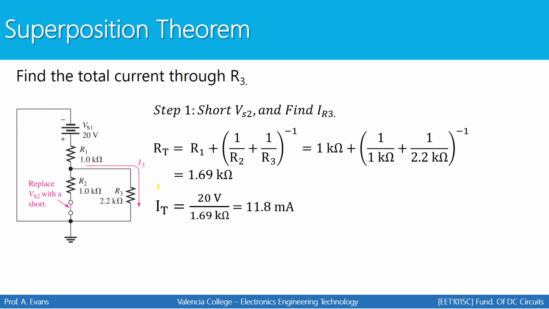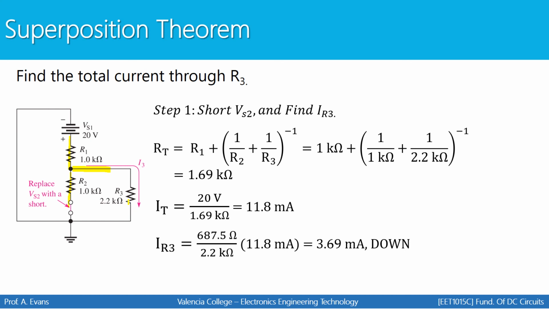Next, I can use that value to find the total current. The total current in the circuit is 11.8 milliamps because I'm going to take the 20 volts and divide by total resistance. So I know that 11.8 milliamps comes right down through here and then splits. It's going to take two paths. We need to figure out how much went this way.